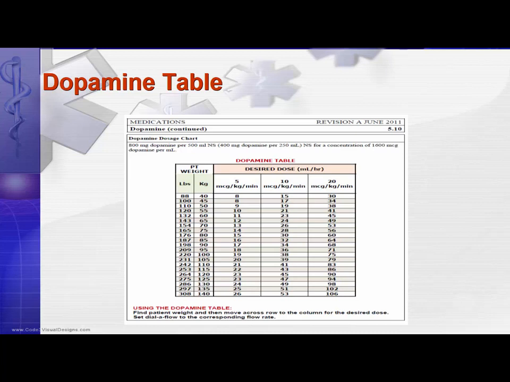And then with this, they actually say find the patient weight and then move across the row to the column for the desired dose. Set a dial-flow to the corresponding flow rate. So that makes it a little easy if you got a dial-flow in there. And that does make it a little bit safer too. Your big thing here is that you just want to make sure that it is in a 1600 mic concentration if you're using this formula, which would be 800 milligrams in 500 milliliters, or 400 milligrams in 250 milliliters, which is the most common one that I've seen on the ambulance. Okay?